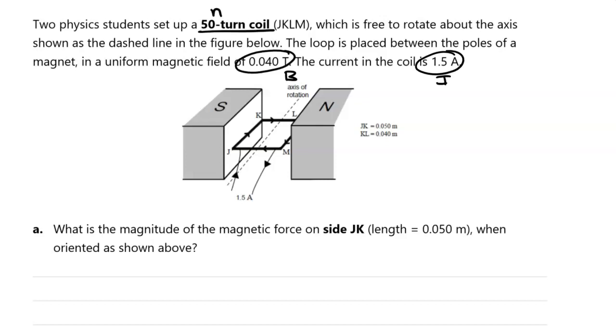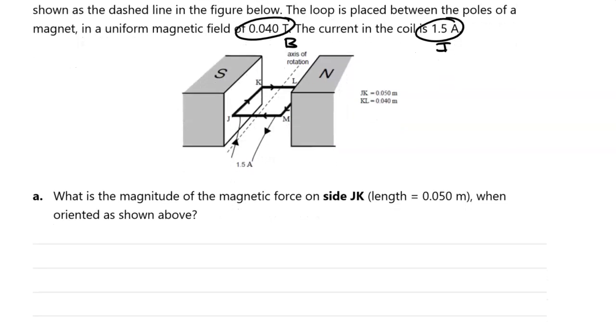What is the magnitude of the magnetic force on side JK? And we're told its length when orientated as shown above. So let's check. We've got our magnetic field, comes out of the north, goes into the south. It's definitely not parallel to that current, which is going from J to K. So let's do the right hand slap rule.